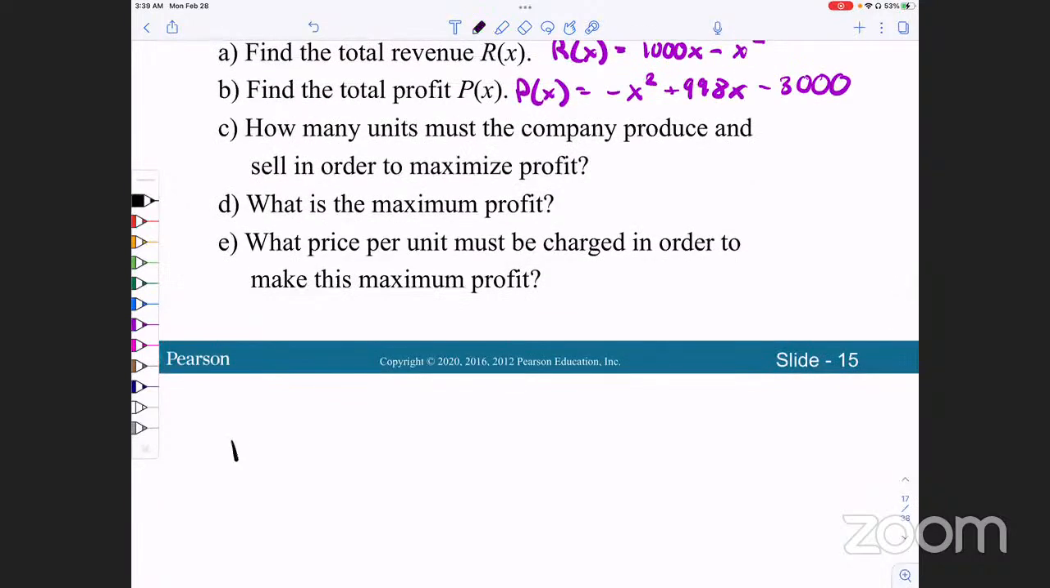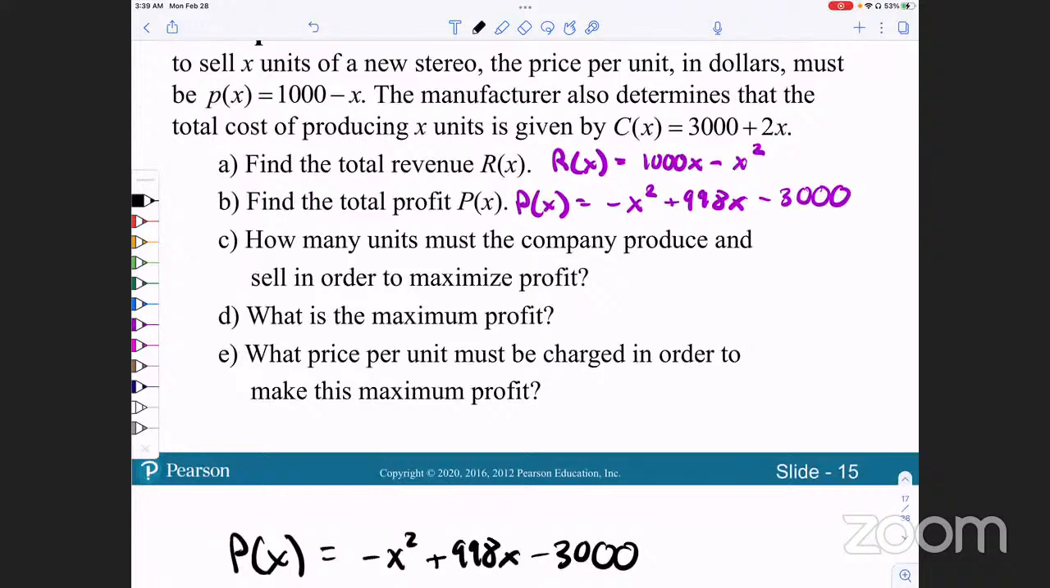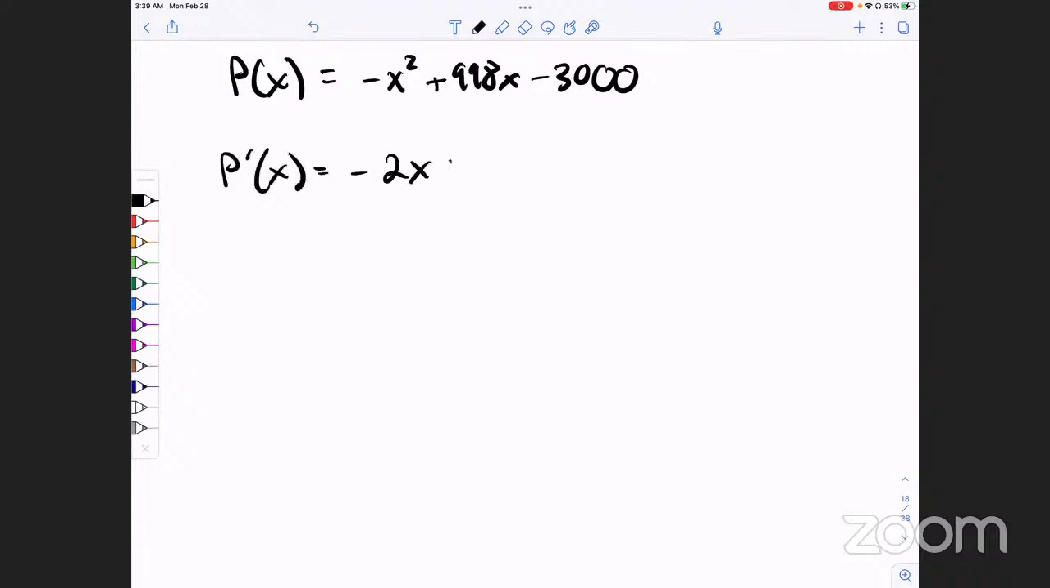Profit function. So we got a P of X: negative X squared plus 998X minus 3,000. We want to maximize the profit. So let's look at the first derivative. The 2 comes down, and we get negative 2x plus 998. We want to set this equal to 0 and solve.